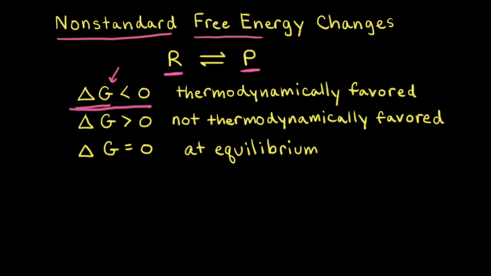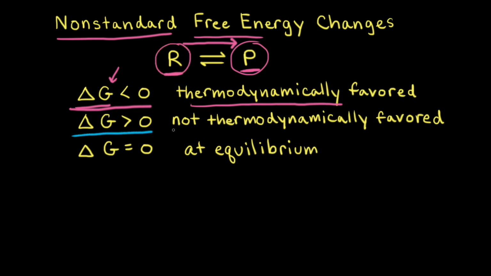When delta G is less than 0, so when delta G is negative, the forward reaction is thermodynamically favored. Therefore, the reactants will turn into the products, and the amount of products will increase, and the amount of reactants will decrease. When delta G is greater than 0, so when delta G is positive, the forward reaction is not thermodynamically favored, which means the reverse reaction is favored. So the net reaction goes to the left to increase the amount of reactants and decrease the amount of products.